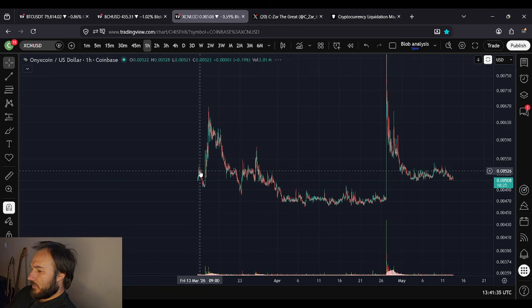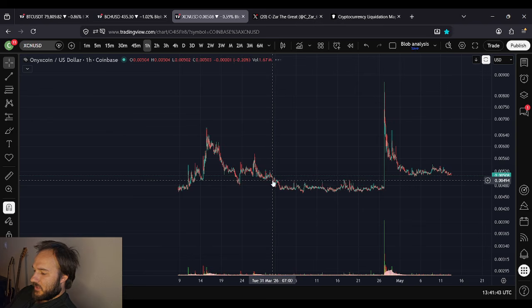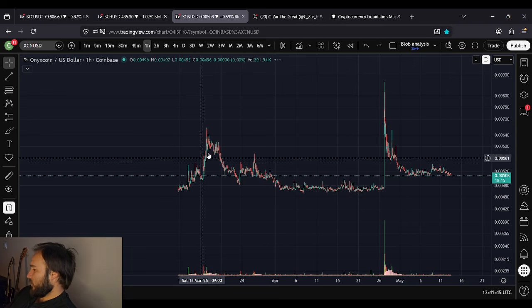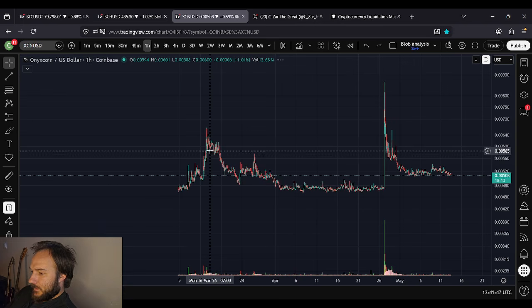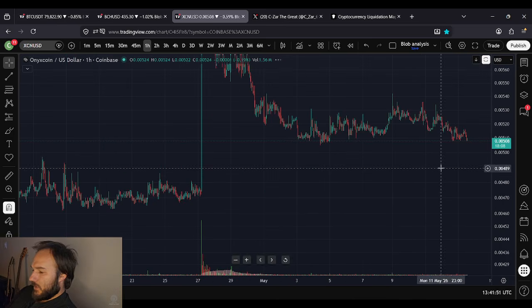Man, TradingView on the computer is so much better than TradingView on the mobile. You can zoom out so much more. Like the 1 hour on my mobile device, I couldn't see all this right now. But if my internet would just load, damn it, internet is slow today. Then we'd see more. But anyways, I digress.